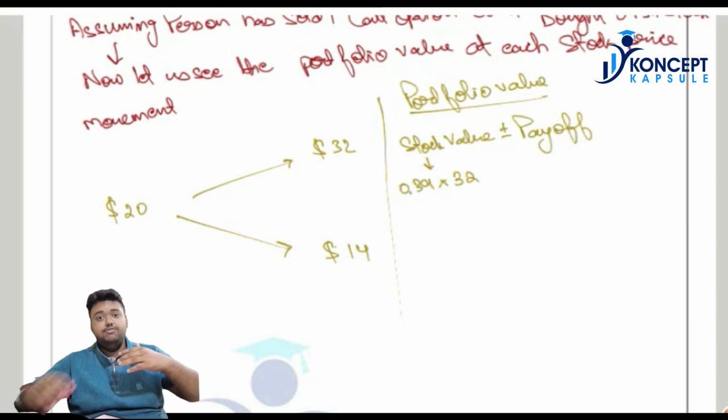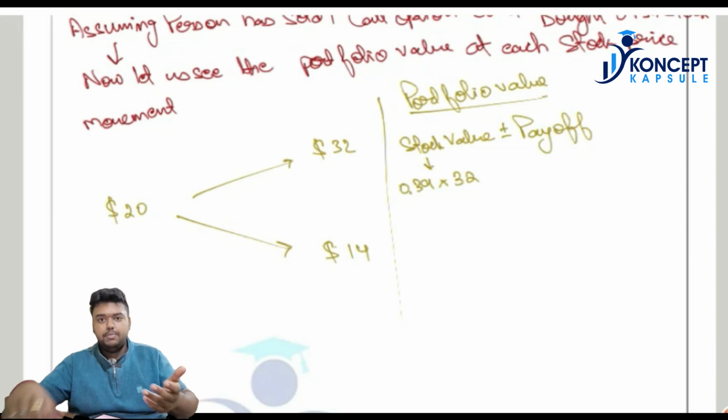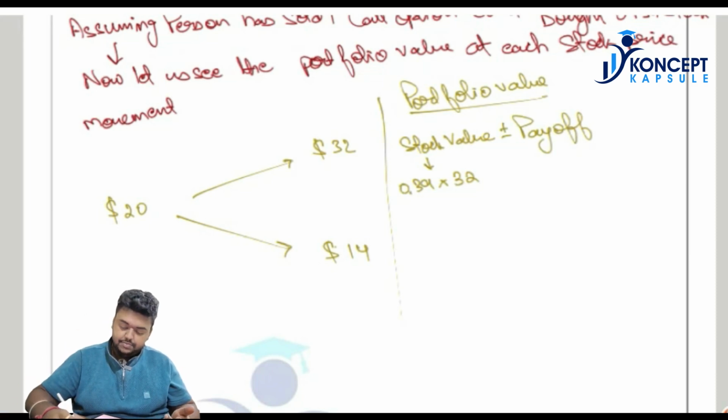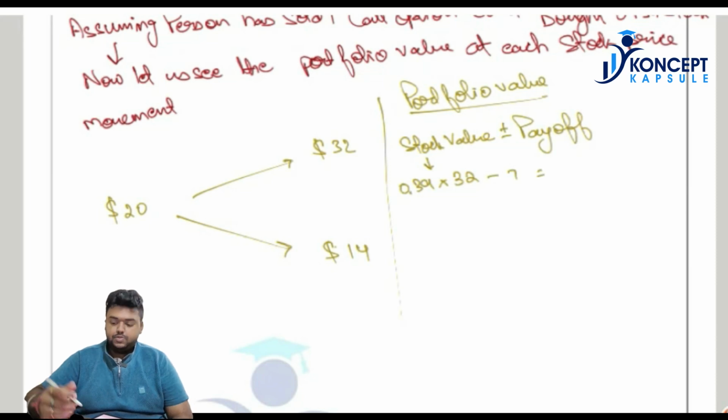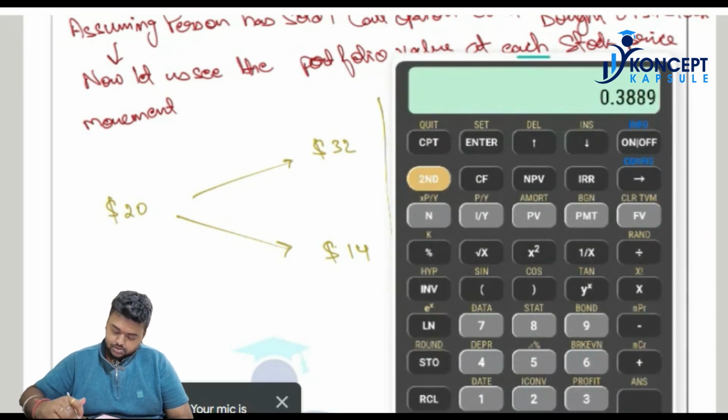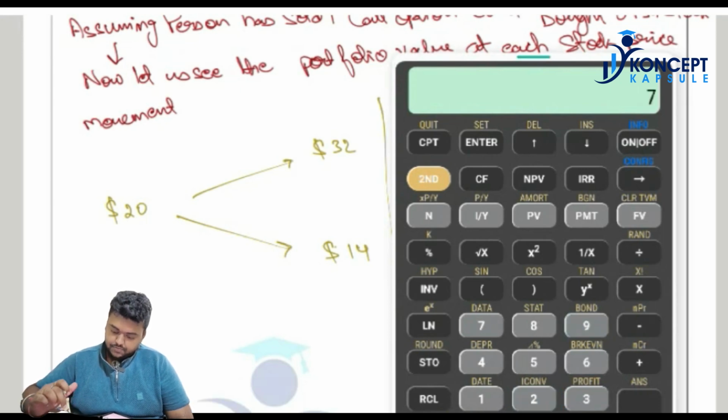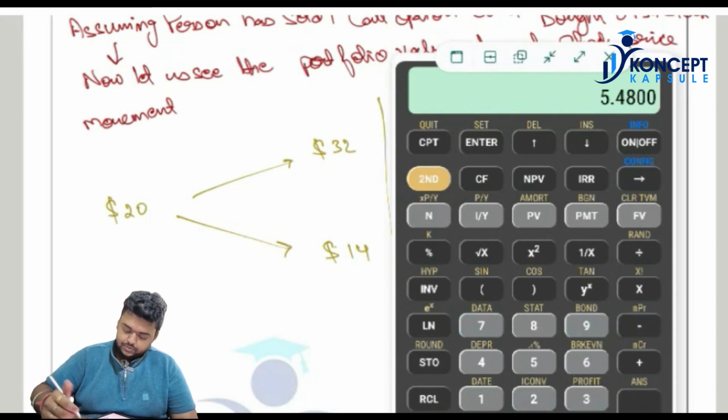Over here, since we have sold the call, when the price increases, we'll have to make a payoff. So it is minus 7. What is the computation? 0.39 into 32 minus 7, that is 5.48.